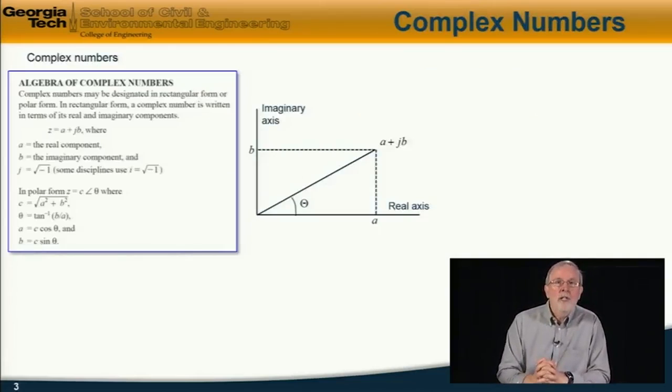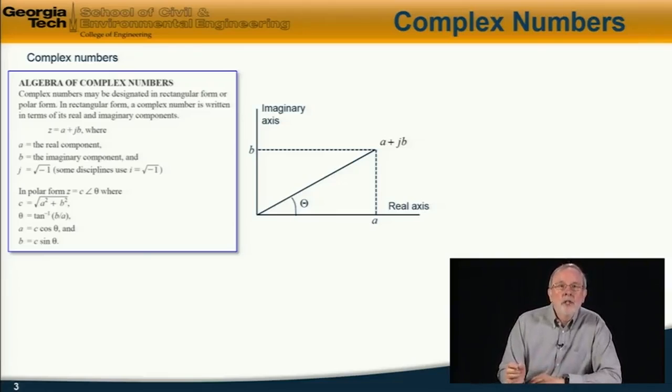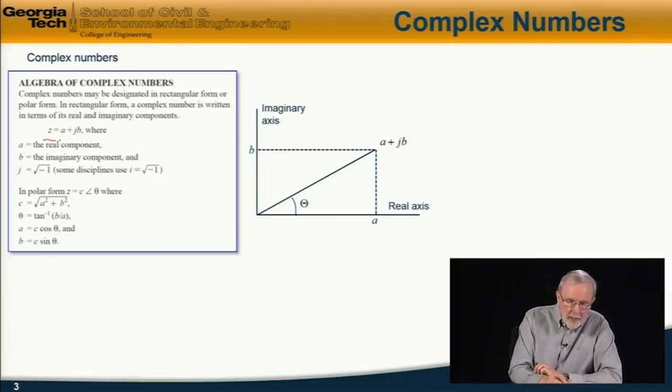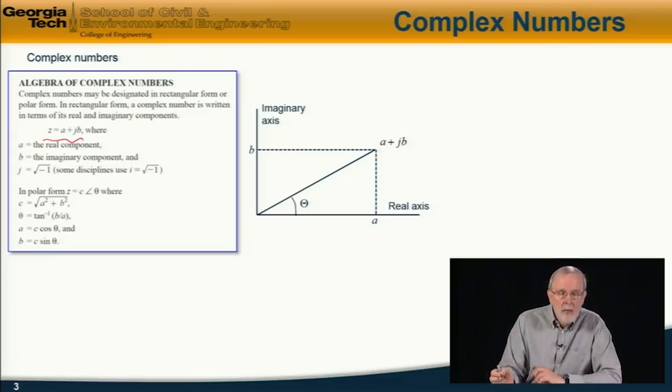So first of all, in complex numbers, the definitions of complex numbers are given here, and the definition is z, a complex number, is equal to a plus jb, where in that equation a is the real component, and b is the imaginary component, and j is the square root of -1. Although in many disciplines, and more commonly, i is used instead of j. But here we'll use j just to follow the notation of the handbook.